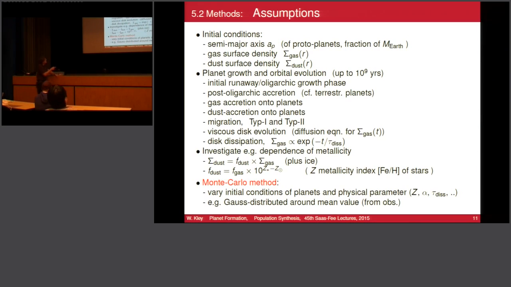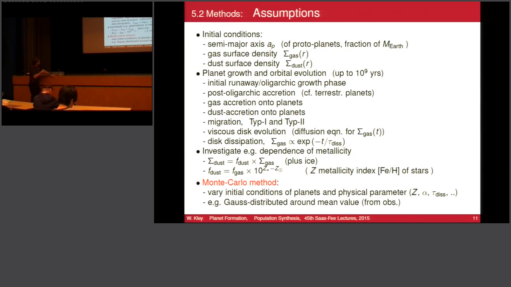The planet growth and orbit evolution, you model basically in the same fashion that we have seen in the last few days: runaway oligarchic growth, post-oligarchic accretion, gas accretion onto massive planets, dust accretion onto planets, migration, type 1 and type 2, viscous disk evolution, disk dissipation, and so on. So basically, you take everything that you heard in the last few days, put it into a pot, stir it a lot, let it bubble to 100 degrees, cool down again, and then you try to eat it. That's how it works. Somehow. Then you try to find out what has happened here and compare it to the observations.